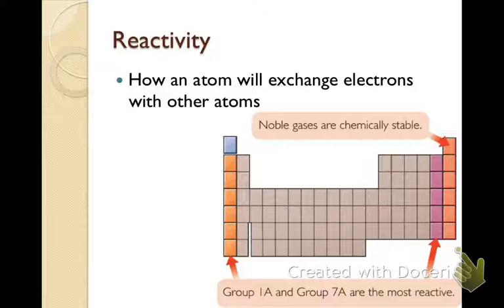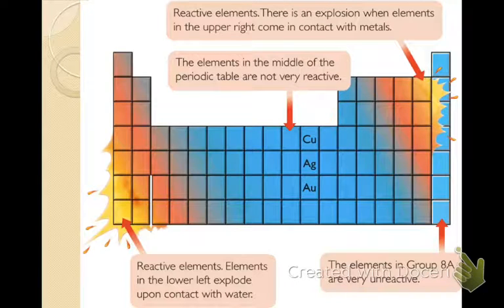Now, this all deals with reactivity. So the electronegativity is how reactive, or pretty much how likely an atom is to bind with something else. So how an atom will exchange electrons with another atom. So group 1A and 7A are the most reactive, and noble gases are stable, so they actually don't have any reactivity. So if we look down at the next slide, we can actually see that the lower left-hand corner, which happened to be francium, and the upper right-hand corner, which was fluorine, are the most reactive. They're going to be very likely to either share or transfer electrons.